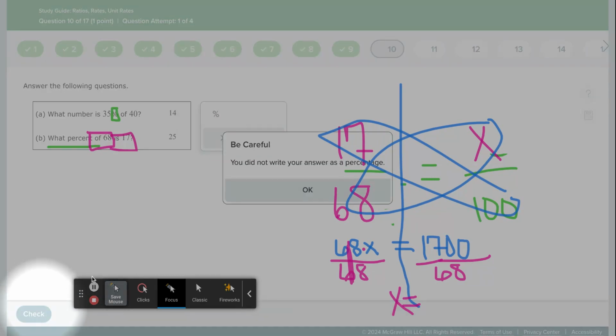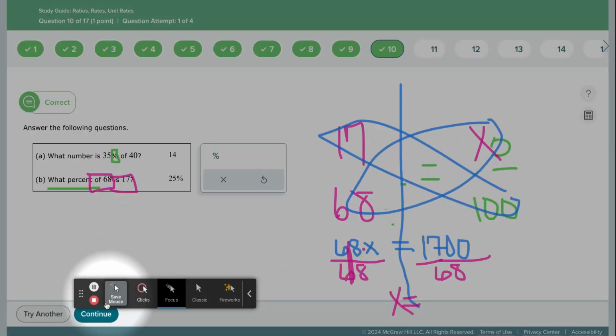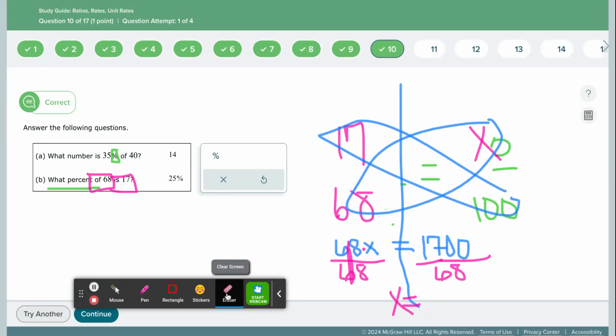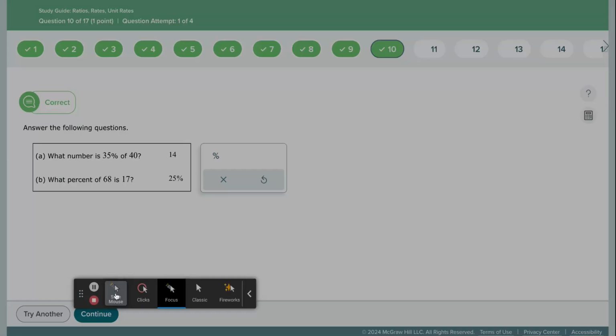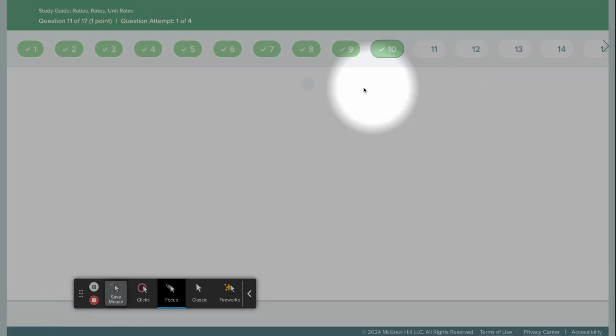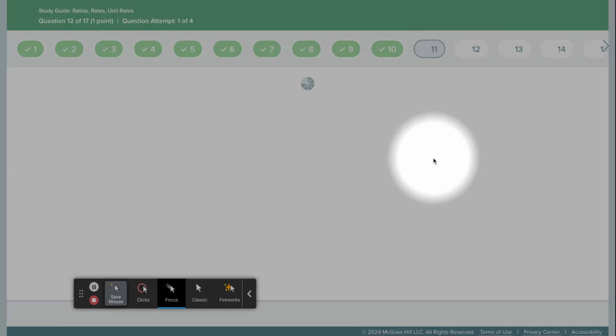Okay. So like I said, oops, do not write your answer. You did not write your answer as a percentage. My bad. Okay. So it's 25%. I love it. Okay. Thanks for the help, Alex. Okay. So let's go through and I'm going to clear my screen. Continue. Again, if you want more, please push it. Try another. I'm not going to because of time.